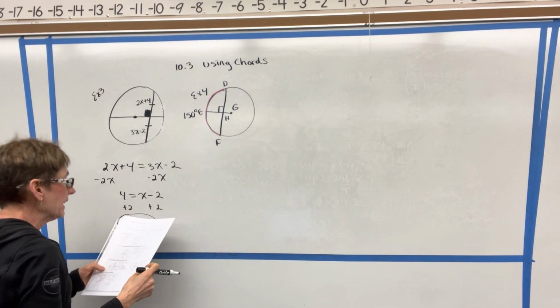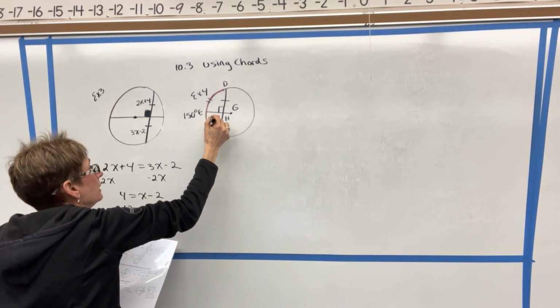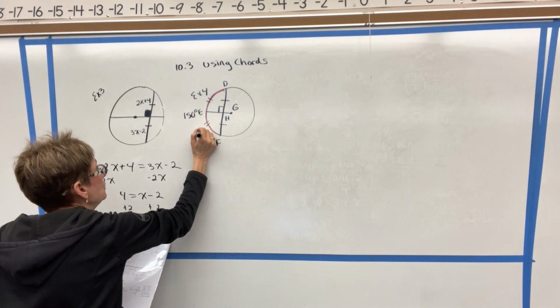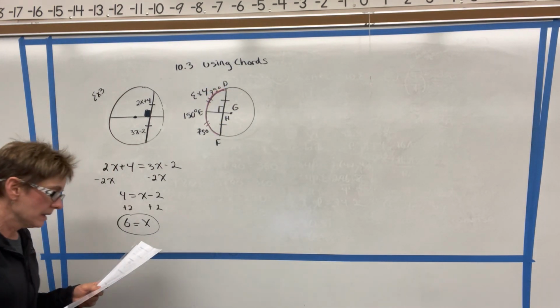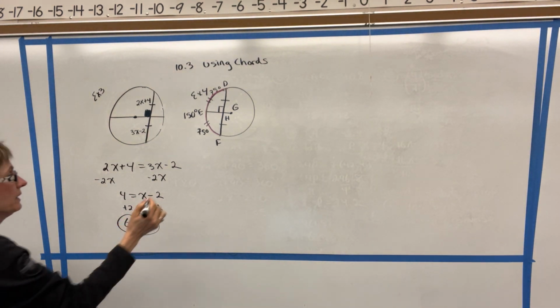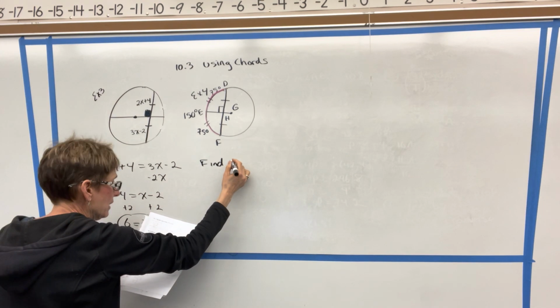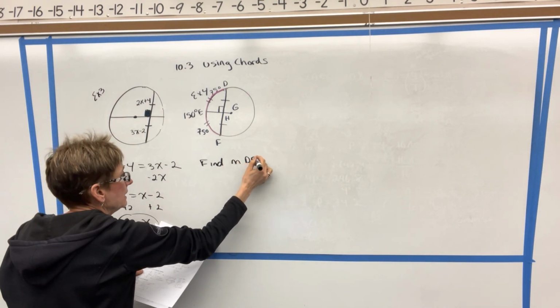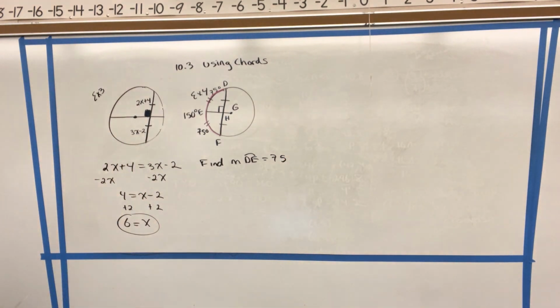So we know that it has to bisect the chord as well as the arc. So each individual arc would have to be 75 degrees. And that's actually what they wanted us to find in this one, the measure of arc DE. In this case, it would just be 75.